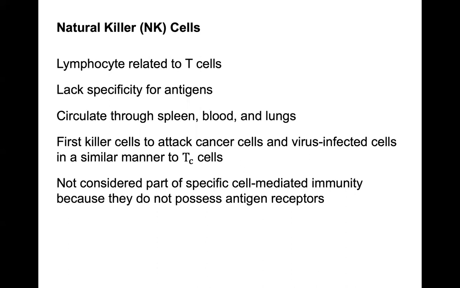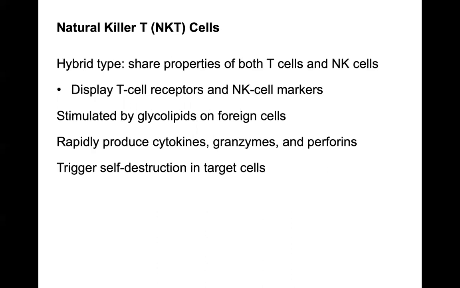Natural killer cells, these are lymphocytes. Related to T cells, they lack specificity for antigens. They can circulate through the spleen, blood, and lungs. They're the first killer cells to attack cancer cells and virus-infected cells in a similar manner to T cells. They are not considered part of the specific cell-mediated immunity because they do not possess antigen receptors.